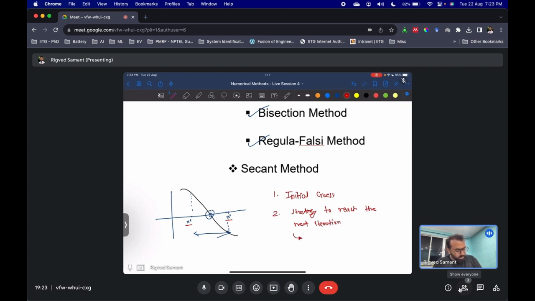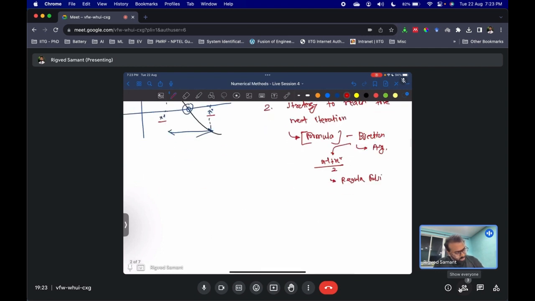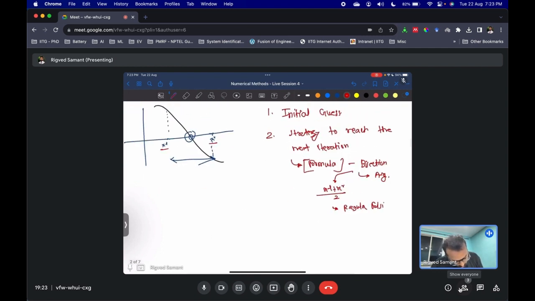So it is the formula. What is your formula for a bisection method? In a bisection method, from the name itself, it is an average. So we take an average of it: XL plus XR divided by 2. So this is for a bisection method. And then you have Regula-Falsi. In Regula-Falsi we consider a line. In bisection, we take XL plus XR divided by 2, and it might be somewhere here, or it might come here also.